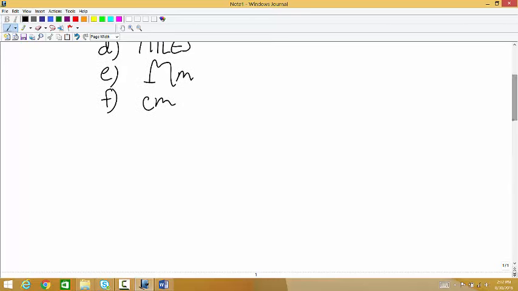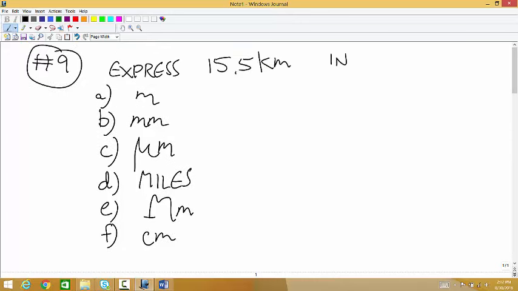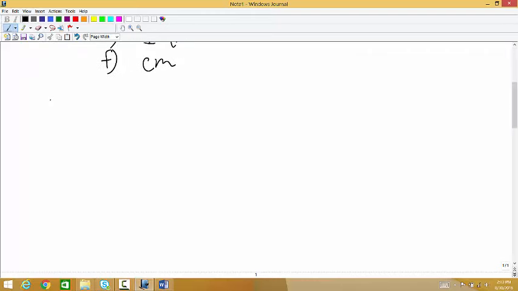Okay, so 15.5 kilometers is the starting quantity. We're starting with 15.5 kilometers. I'm going to replace that kilo with times 10 to the third. So, A, 15.5 times 10 to the third meters. And that's the answer, although that's not really scientific notation. To make it scientific notation, this would be 1.55 times 10 to the fourth meters.